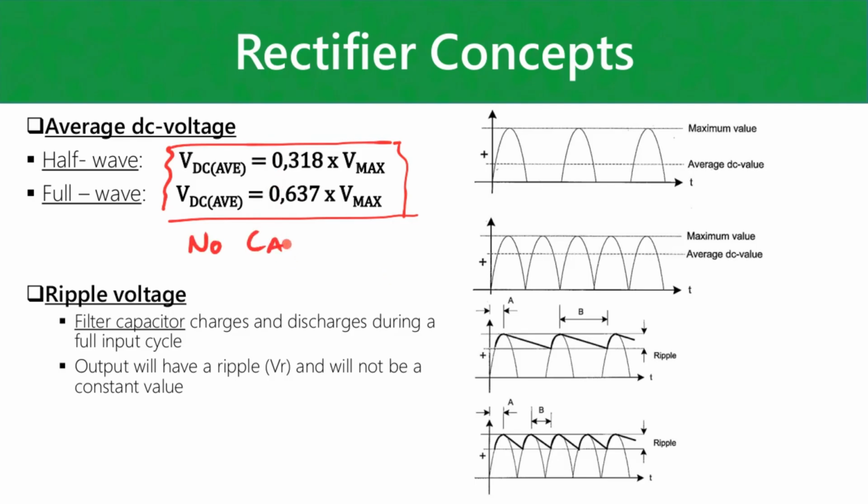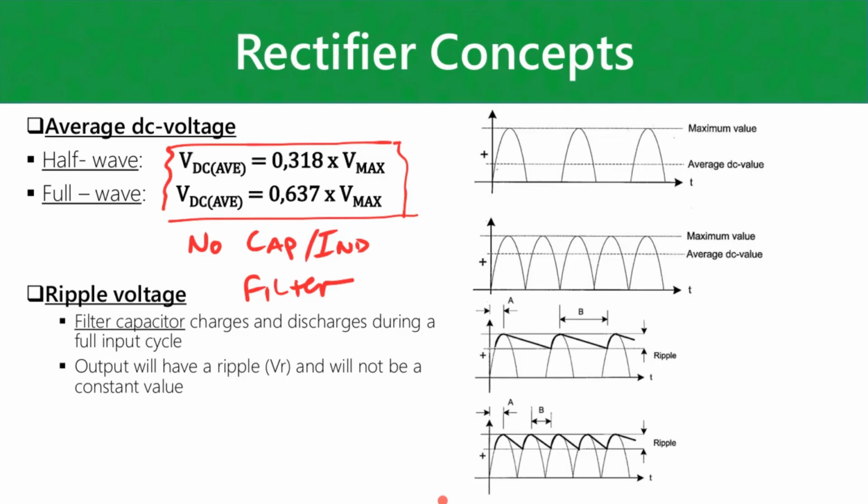So no capacitor or inductor filter for these formulas. If you're going to use those formulas for a circuit that has a filter, you are definitely going to get the wrong answers. And so that's for your average voltage.